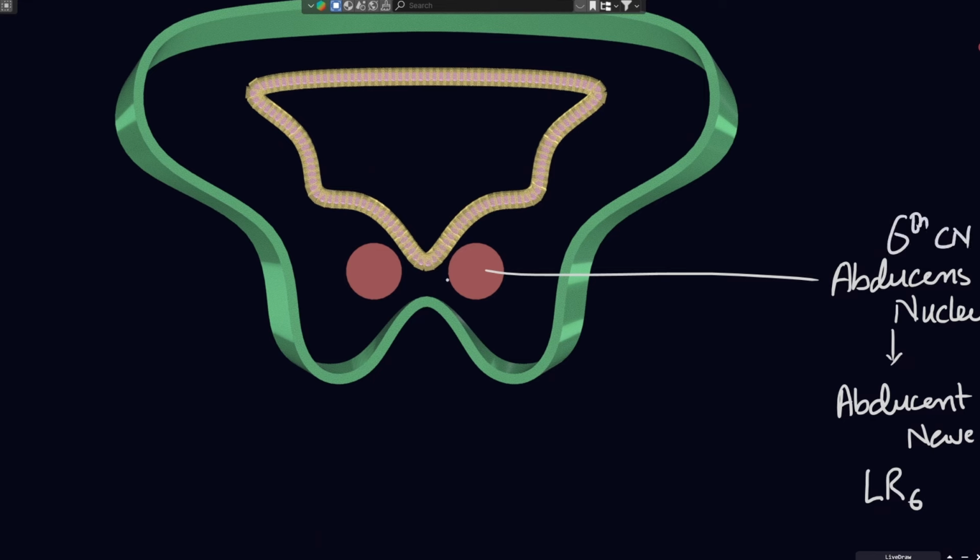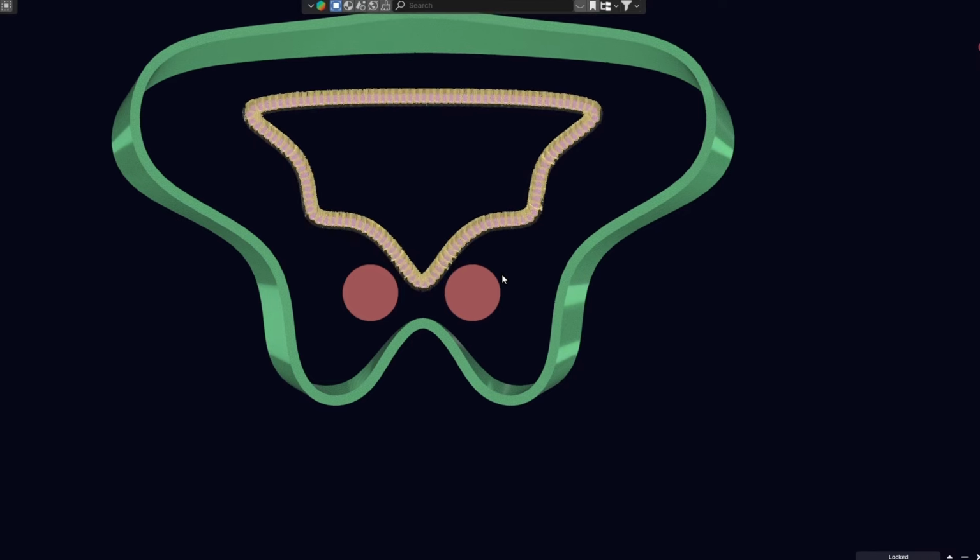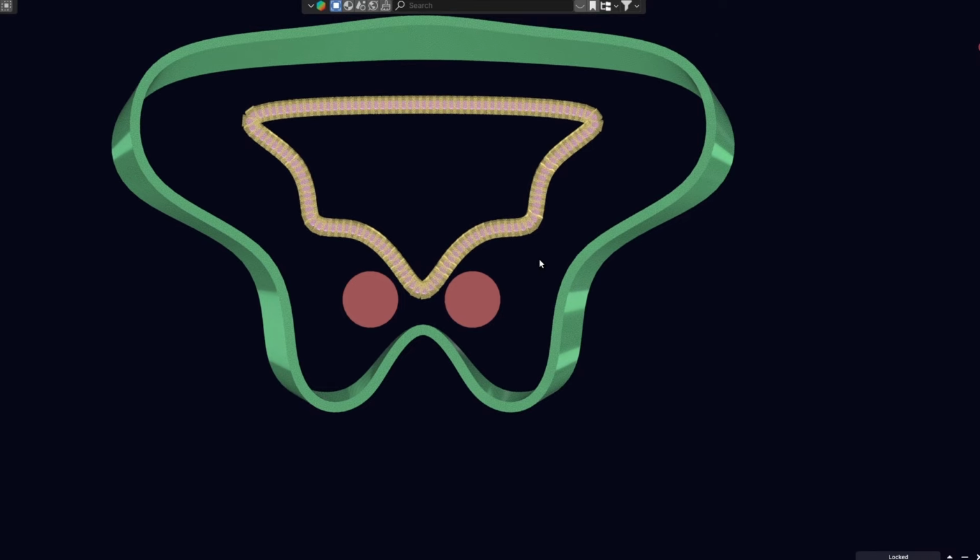Right, so this is the abducens nerve nucleus, which is a general somatic efferent type of nucleus in the pons. Basically, it is near the pontomedullary junction. It is near the junction of pons with the medulla. So this is the abducens nucleus.